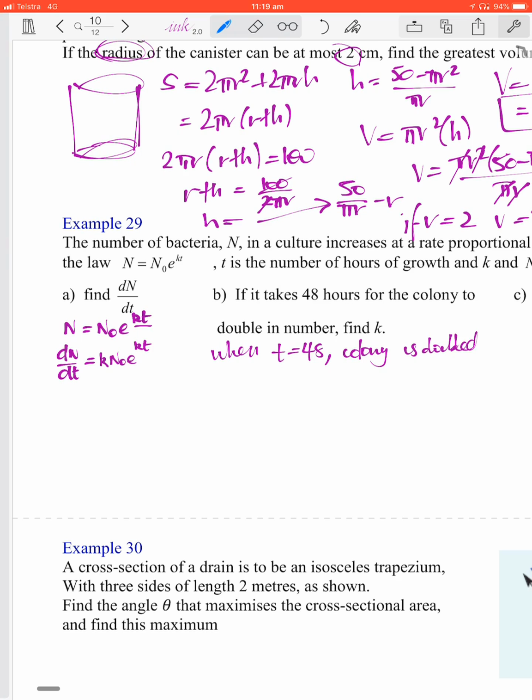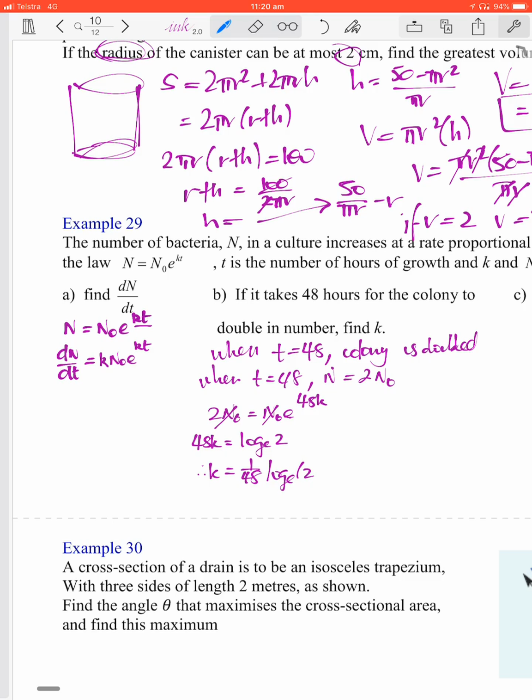So if N naught is our original amount, when t equals 48, N is equal to 2 times N naught. So we get 2N naught equals N naught e to the kt, but we know that t is 48, so 48k. When we divide N naught to the other side, they cancel. If I log the other side, I get 48k is equal to log e of 2. So therefore k is equal to 1 on 48 log e of 2.